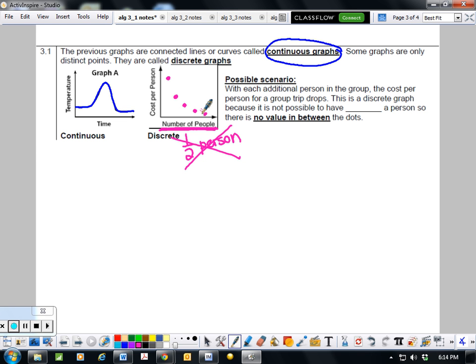This is a discrete graph because it is not possible to have half a person or a third of a person. So there is no value in between the dots, and that's our discrete graph.